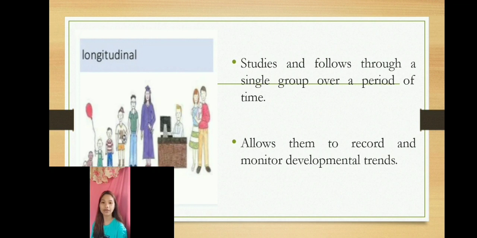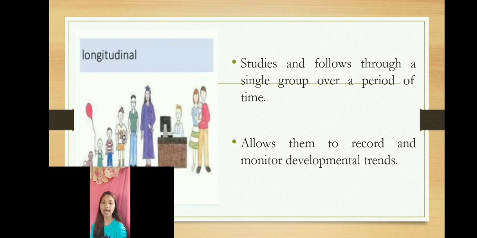Next is longitudinal research. This research design studies and follows a single group over a period of time. The same individuals are studied over a period of time, usually several years or more.